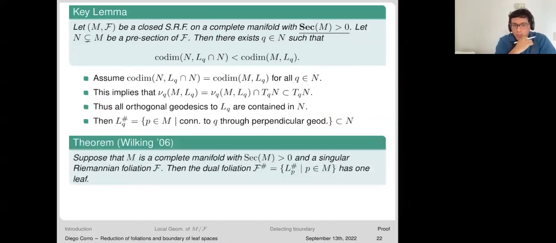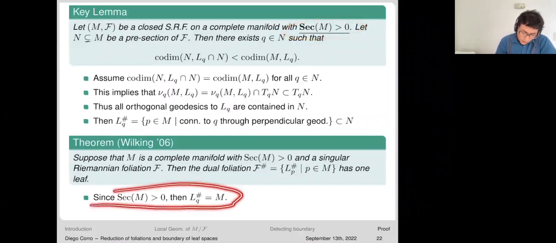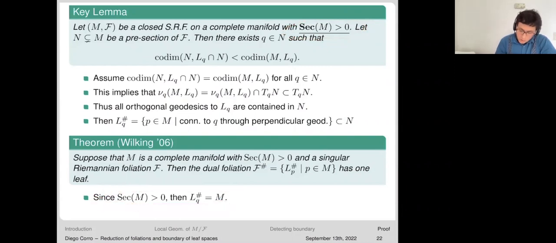And Burkhardt proved that when you have a closed singular Riemannian foliation on a complete manifold with positive sectional curvature, then the dual foliation must be a trivial one-leaf foliation. So since by hypothesis here we have positive sectional curvature, we get that the dual leaf must be M, but it's also contained in N. So this implies that M must equal N. And this is a contradiction of the fact that we start with a non-trivial presection.